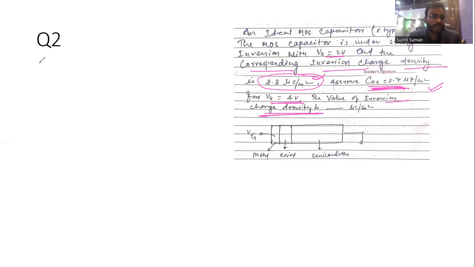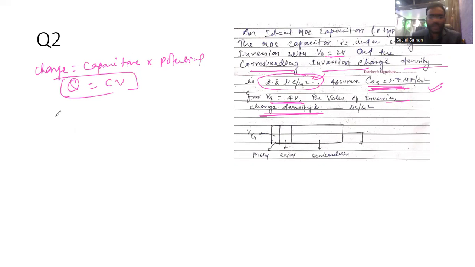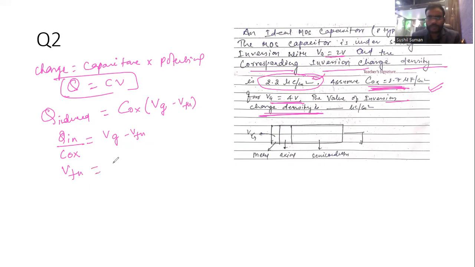My dear students, as you know, charge equals capacitance into potential, that is Q equal to CV. Basic formula. So the induced charge is Q induced equal to C oxide into Vg minus Vth. So Q induced upon C oxide equals Vg minus Vth. So Vth equals Vg minus Q induced upon C oxide.